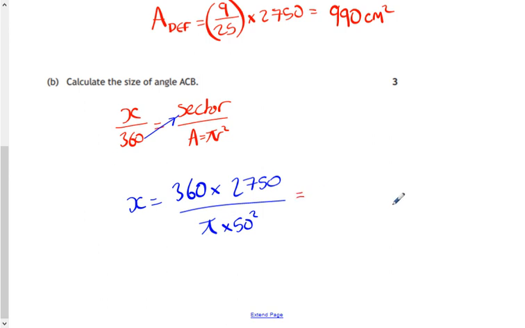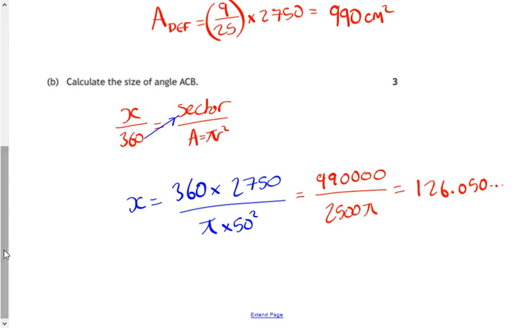So, type that into our calculator, we get 360 times 2,750, and that's 990,000. And we're going to divide that by pi r squared. Pi times 50 squared, which is 2,500 pi. So 990,000 divided by that previous answer comes out as 126.050 dot dot dot, because it continues on. Calculate the size of the angle. Since this is an angle, we can say that that is 126.1 degrees.